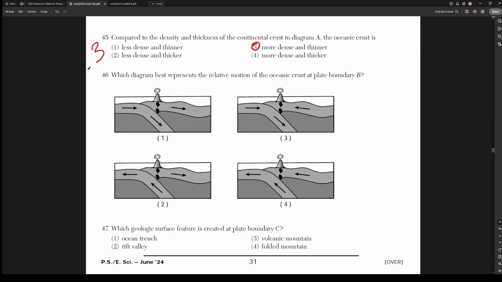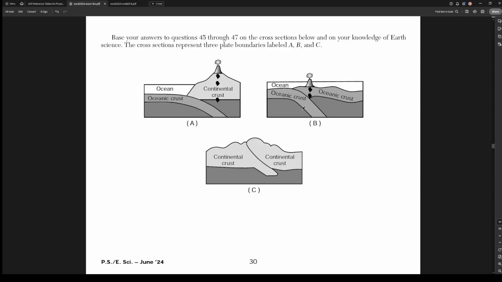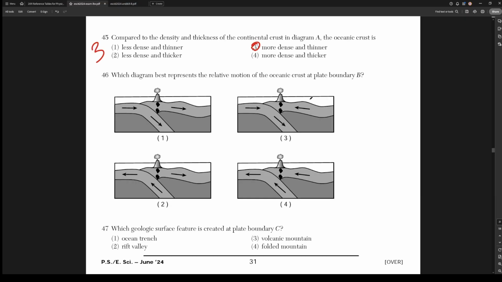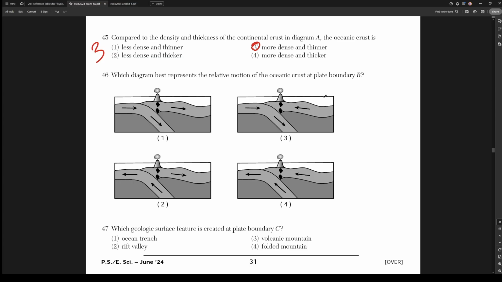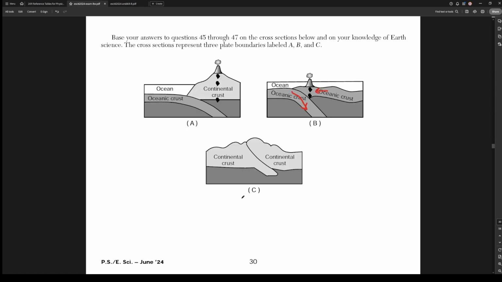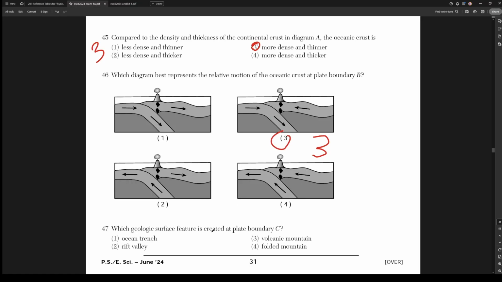3. Which diagram represents the motions at plate boundary B, which is going to be here. This is going to be oceanic, oceanic. So they're going to crash into each other. This one's subducting under this one. So this one, 3. Which surface feature is created at plate boundary C? So this is continental, continental, which means a mountain is going to form because it's going to go up. So it's going to be 4.